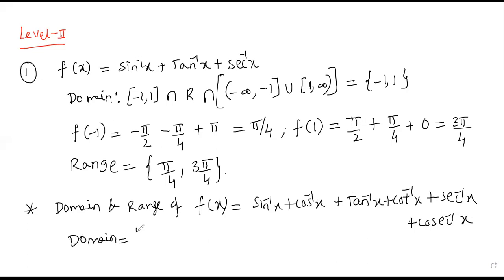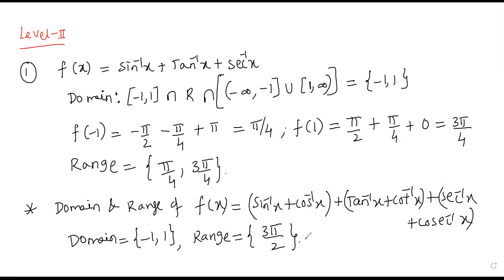And what will be the range? You can say easily. What is sine inverse x plus cos inverse x? Pi by 2. And for these values of x it is defined, because here all the 6 functions are defined. And tan inverse x plus cot inverse x is what? Pi by 2. And secant inverse x plus cosecant inverse x is what? Pi by 2. So pi by 2 plus pi by 2 plus pi by 2, what will you get? 3 pi by 2. So here f of x is a constant function, so the range contains only this element. So write down.